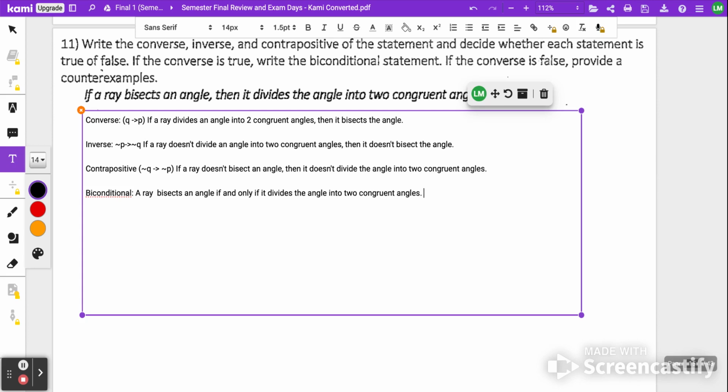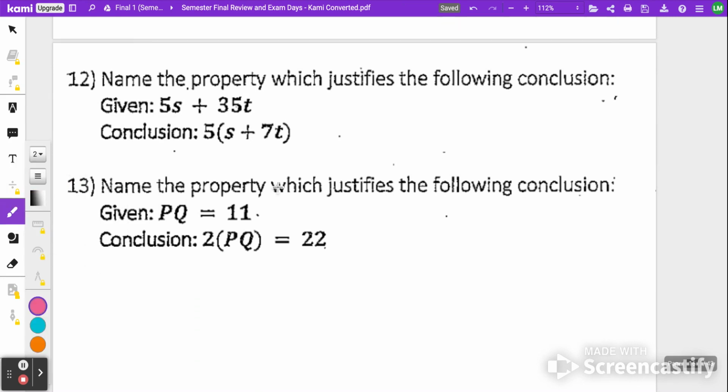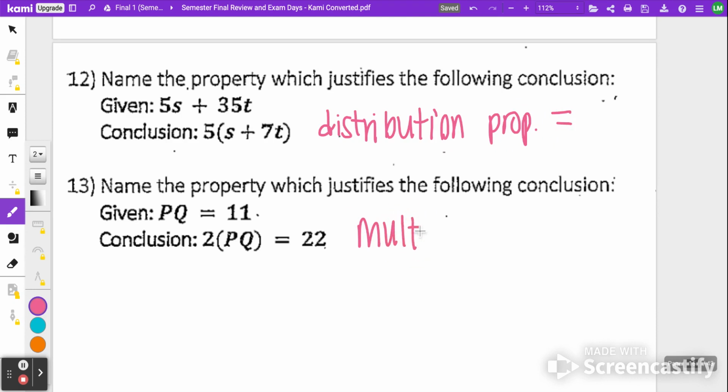Okay. Number 12, name the property which justifies the following conclusion. This one is going to be the distribution property. And this one is multiplying both sides by 2. So this is the multiplication property of equality.